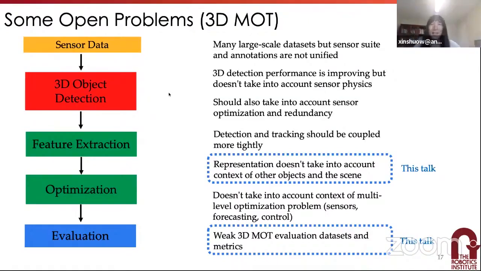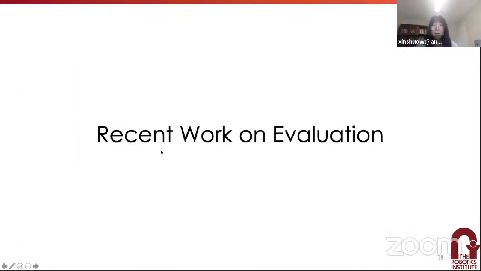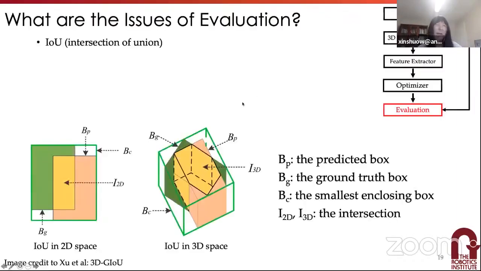I'm sorry. Okay, thanks for the invitation, and also thanks to Chris for giving the introduction. Now I will talk about our recent work on addressing the two open problems that Chris just mentioned. The first one I will talk about is the evaluation. How can we improve the evaluation metrics for 3D MOT methods? So first, what are the issues of the current evaluation for 3D MOT methods?